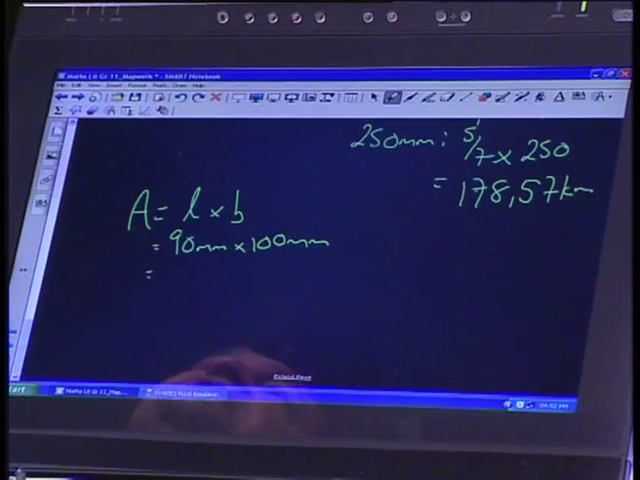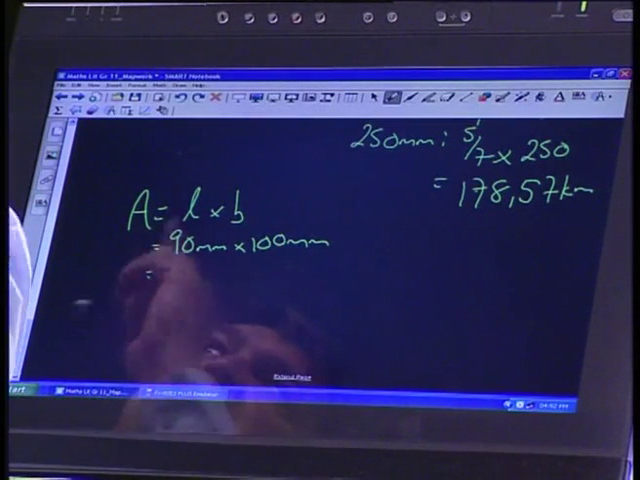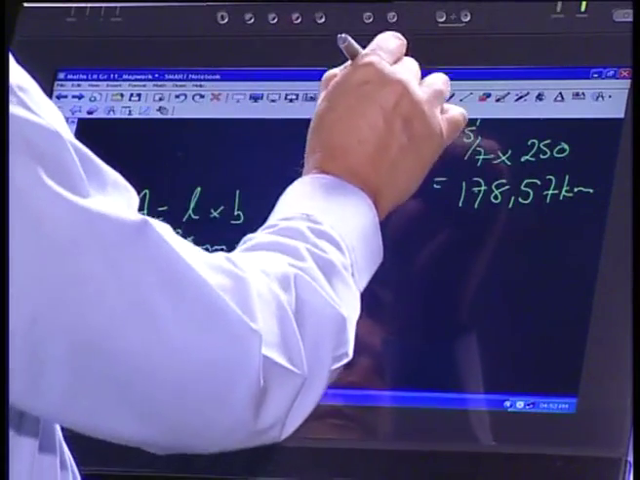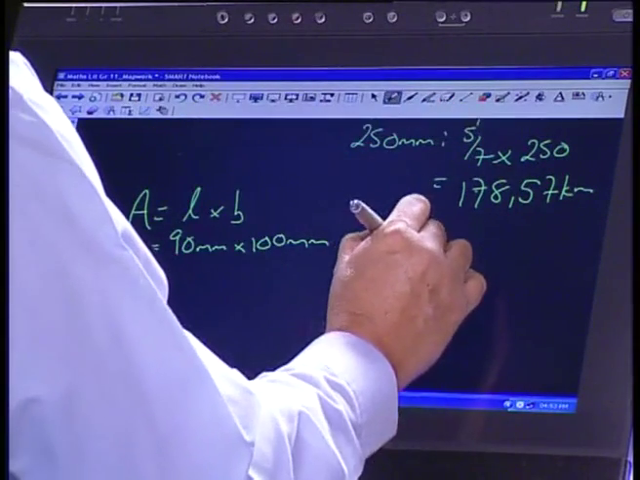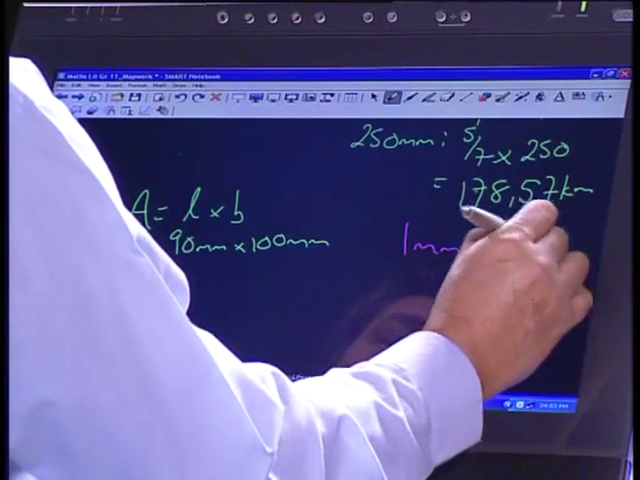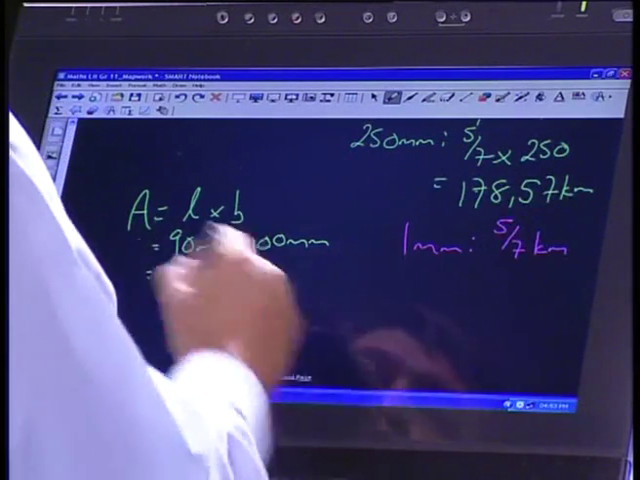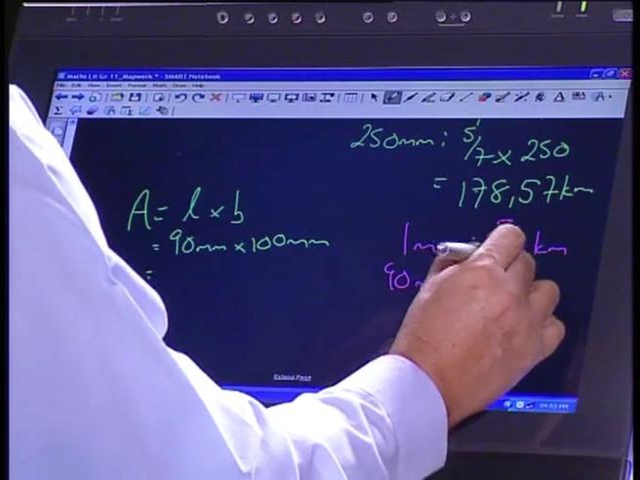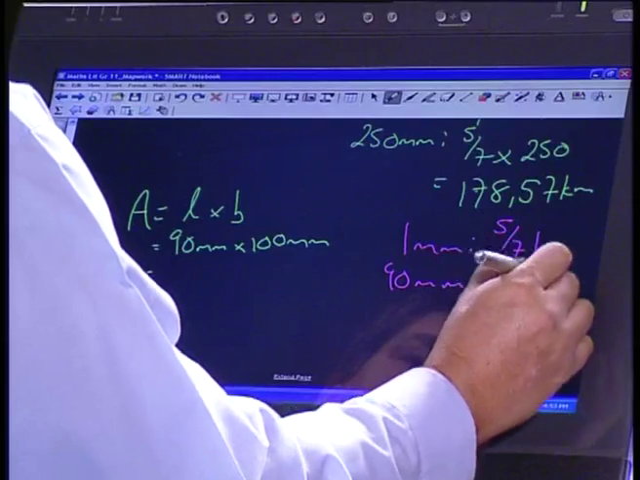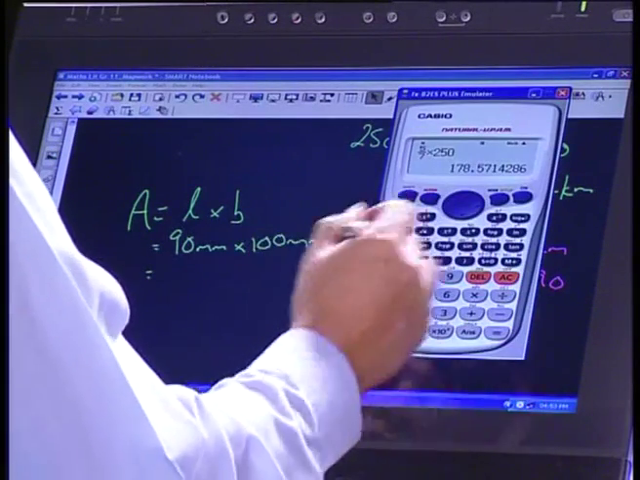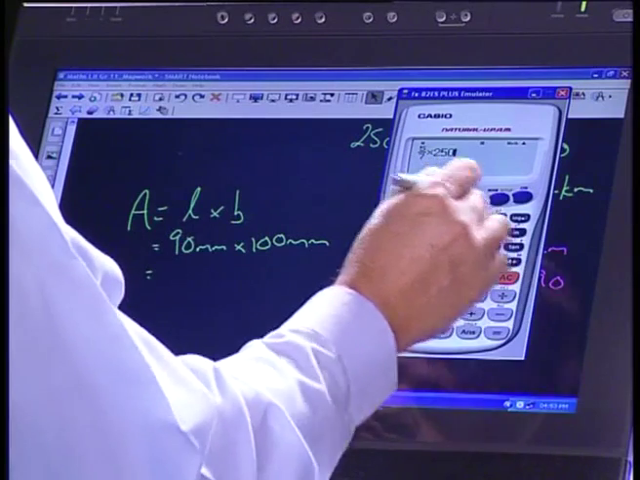So this 90 millimeters, we've got to change it to kilometers. How are we going to do that? Well, we know, and I'm going to do it in a different color here, we know that 1 millimeter represented 5/7 kilometers. What does 90 millimeters represent? Well, we're going to take 5/7 and multiply it by 90. So let's do that on our calculator, okay? In fact, I'm going to cheat a little bit here.